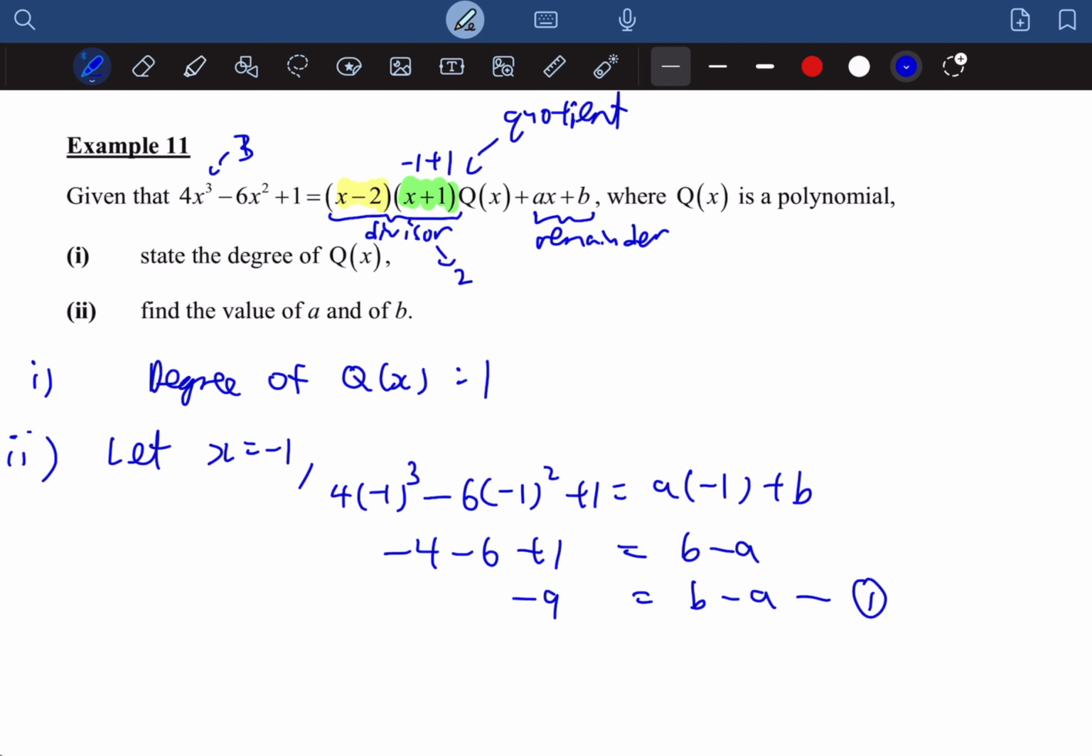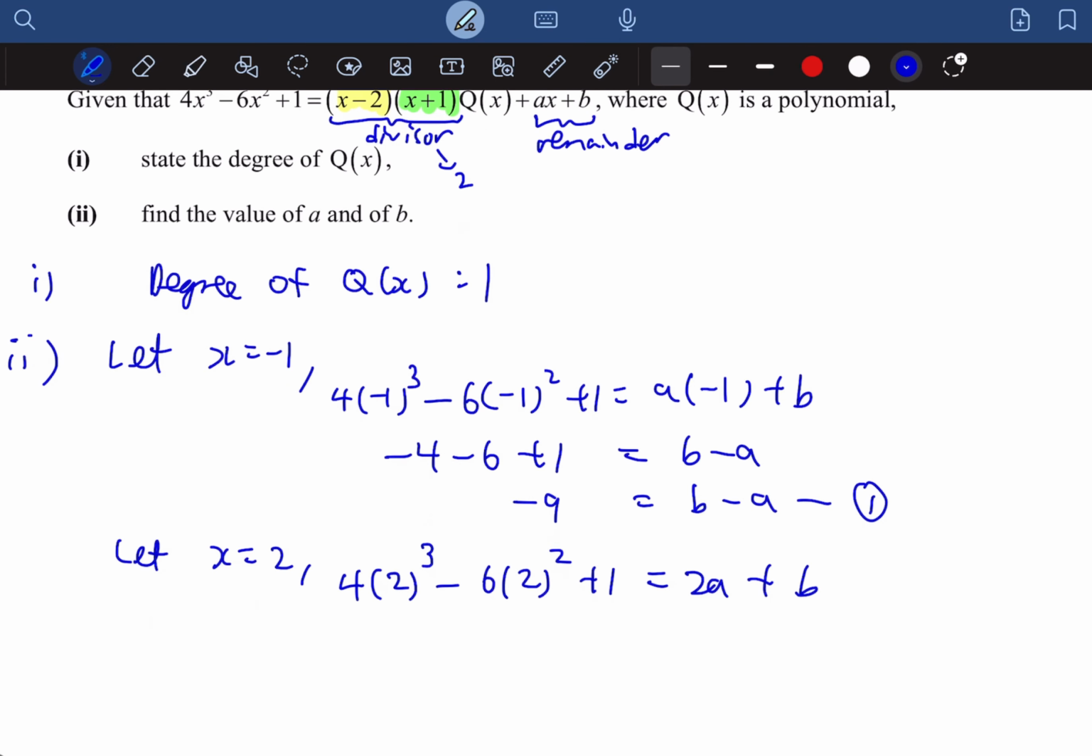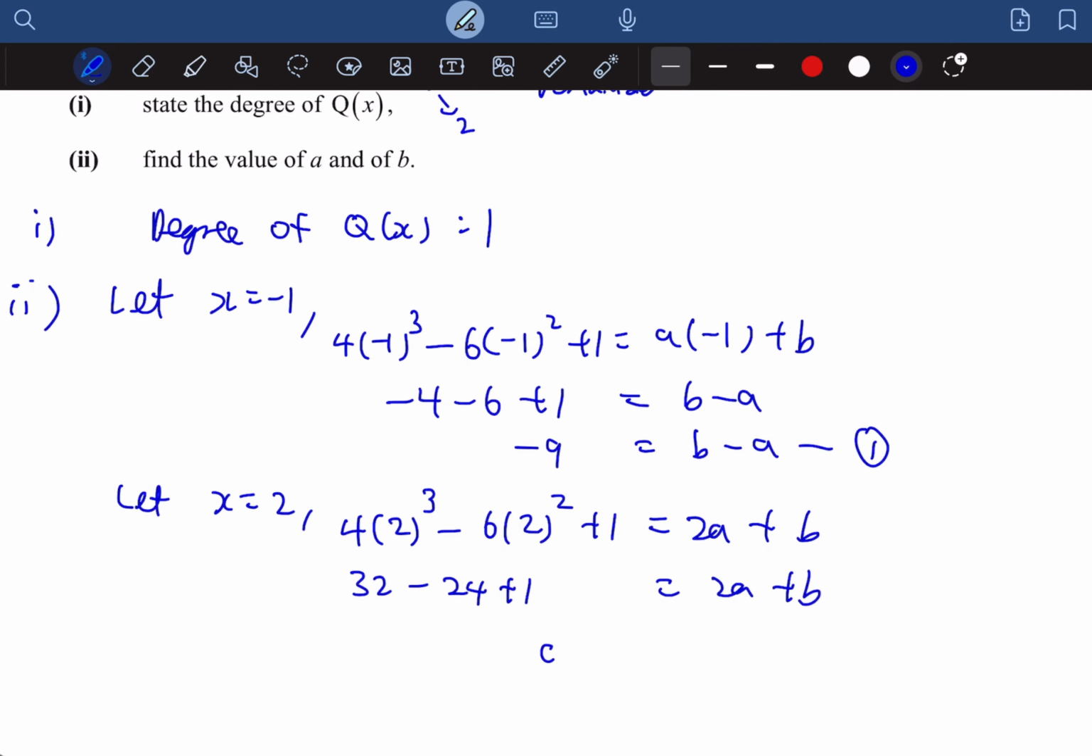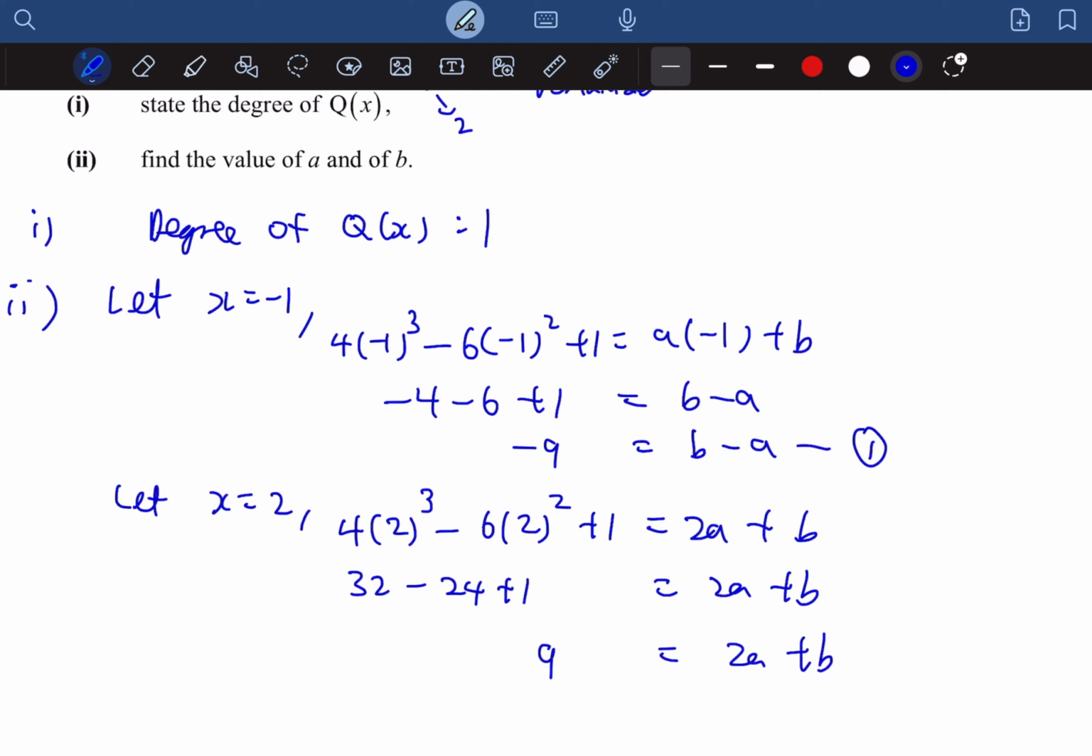There are 2 unknowns, so we need to create 2 equations. So what is the other equation? We have one more linear expression we have not used yet. So sub x equals 2, because 2 minus 2 becomes 0, so q will also be gone. So let x equal 2. I have 4 times 2 cubed minus 6 times 2 squared plus 1 equals 2a plus b. So here I have 32 minus 24 plus 1 equals 2a plus b. So I have 9 equals 2a plus b. This is my equation 2.